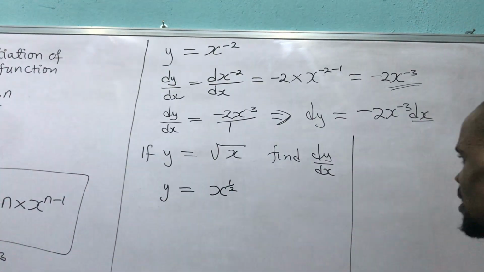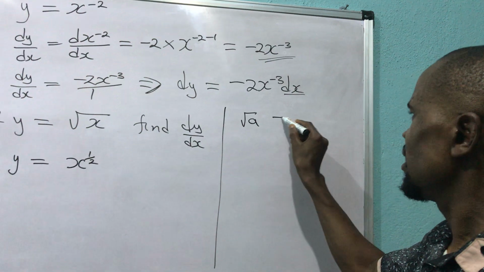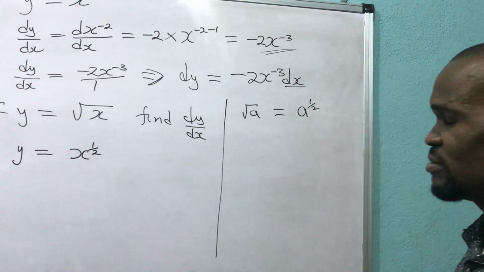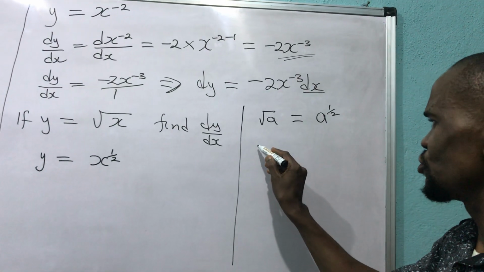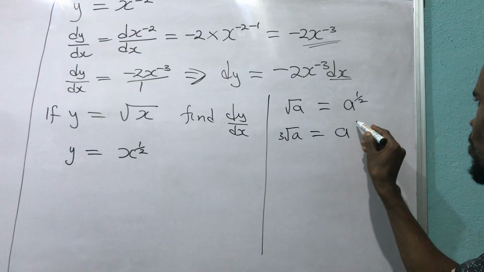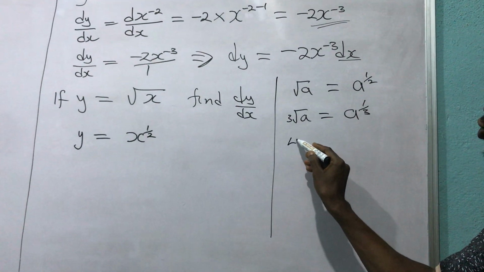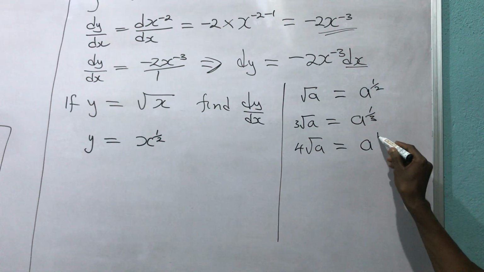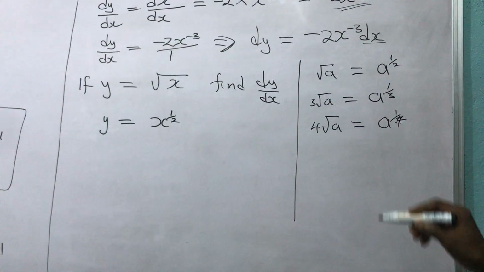Indices, the law of indices says that when you have root of x, it is something as what? a raised to the power 1 over 2. How did I get that? If I have the cube root of a, this simply means a raised to the power 1 over 3. So if I have the fourth root of a, this means a raised to the power 1 over 4. So how did I get this?